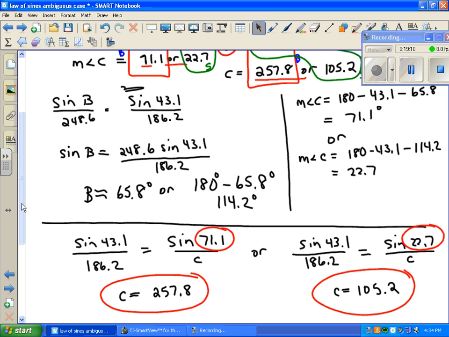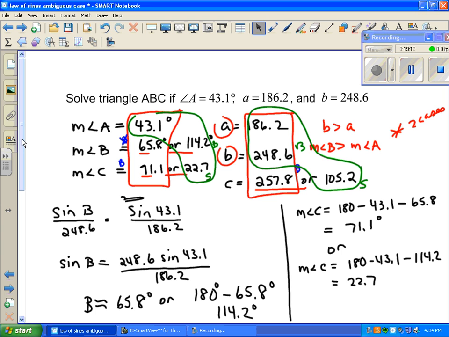So again, this is going to happen when you have a side length that's bigger than the given one, which means the angle is going to be bigger. And in order to find that second case scenario, you simply subtract that angle from 180 degrees and find the supplement.